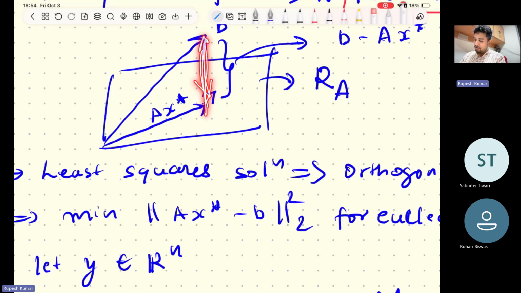And we all know that for Euclidean space, the distance from a point to the plane is minimum when you take the orthogonal projection of the point on the plane, right? Is this clear, everyone? For Euclidean spaces?